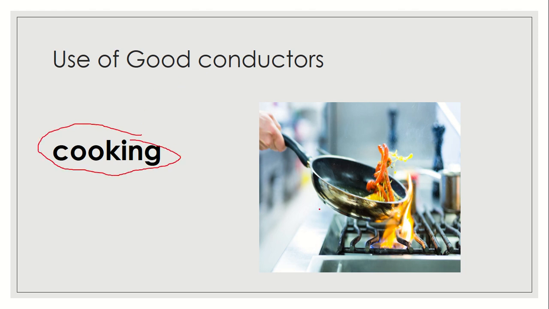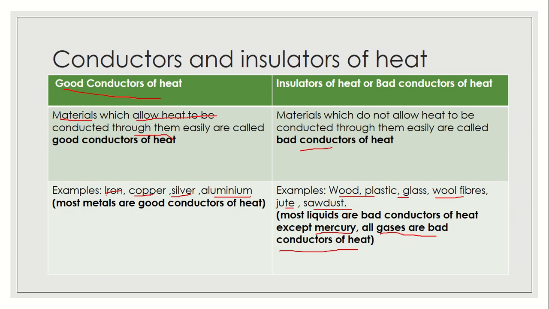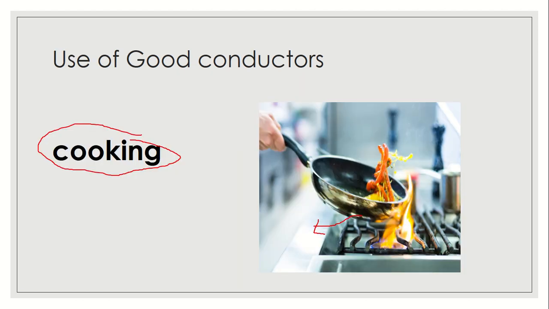For cooking we need to heat the food, and we have to mix the spices and all. So the bases of cooking utensils are made of metals, and most metals are good conductors of heat. That reduces our cooking time and saves our time. But the handles of cooking utensils are made of bad conductors of heat, so they will not get heated, and we can cook the food very easily.